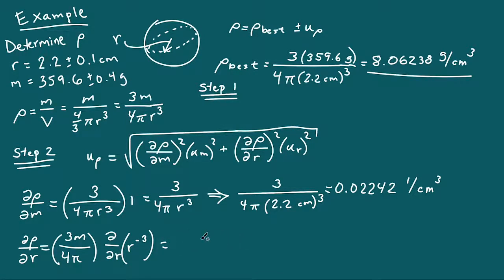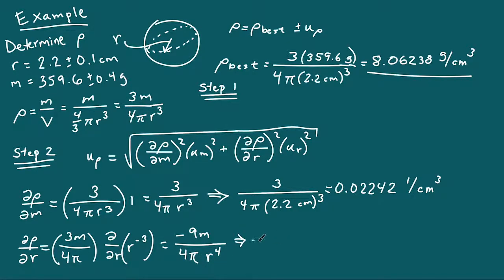And the derivative of r to the minus 3 is going to be minus 3r to the minus 4. So what that means is we'll pull the negative 3 down, so the negative 3 times the 3 is going to be a negative 9 times m divided by 4 pi, and then this is going to end up with an r to the minus 4. So r to the minus 4 is the same as over r to the 4th power. So minus 9m over 4 pi r to the 4th.